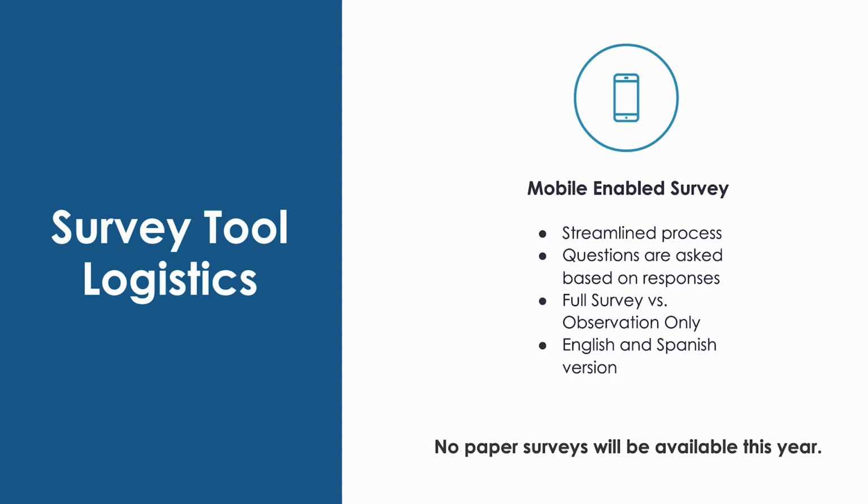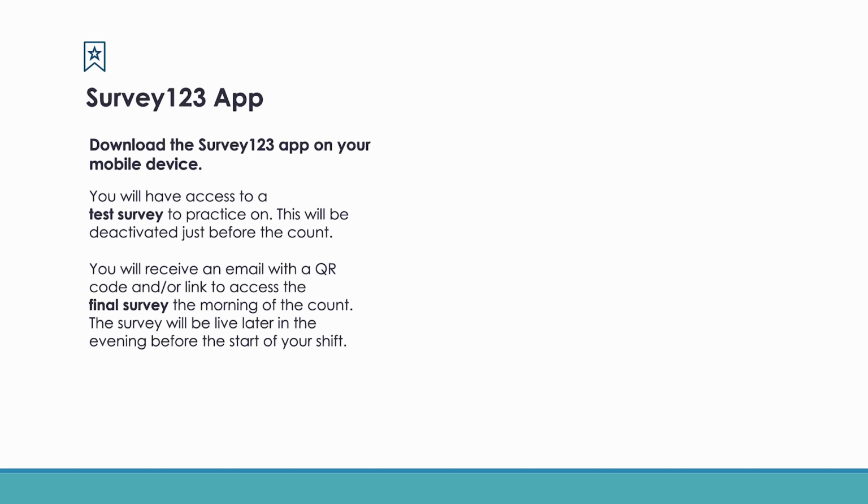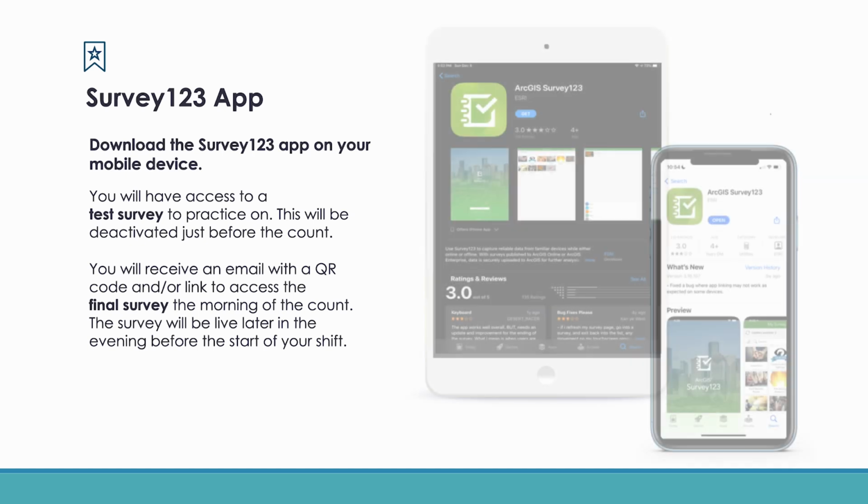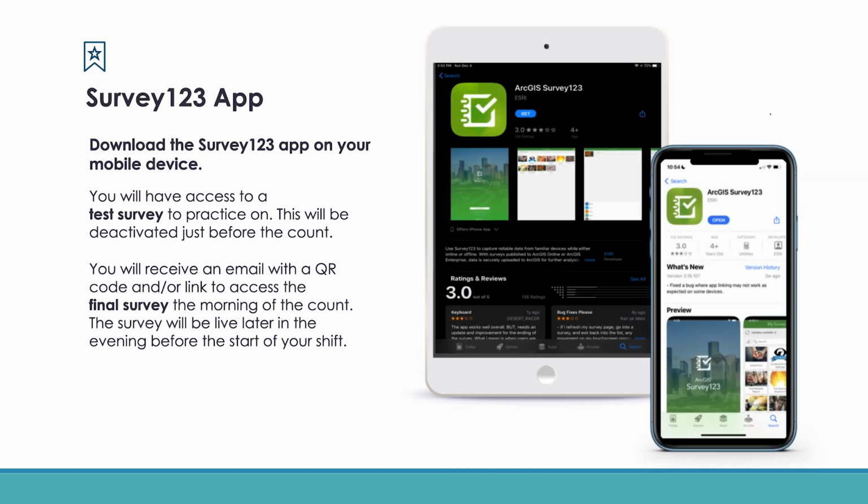Within the app, there are two different versions of the survey, the full survey and the observation-only survey, which I'll explain in further detail shortly. The survey will also be available in both English and Spanish within the app. As in past years, we are once again using the ArcGIS Survey 123 app, which you will need to download from the App Store of your mobile device. Survey 123 is a GIS-enabled platform which allows us to identify the precise location of each survey upon submission. You will not be able to access the survey through your internet browser.